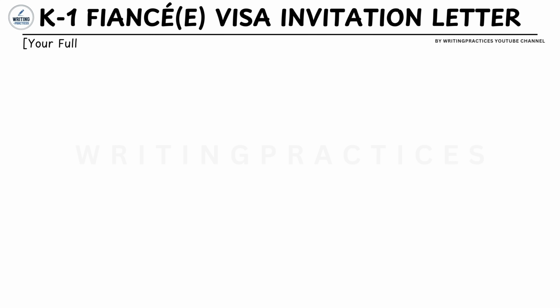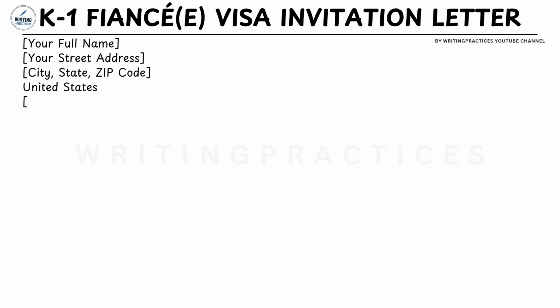Sender's information. Let's start at the top with your personal details. This section should include your full name, street address, city, state, and zip code, and then follow with your email address and phone number. These details should be current and accurate, so the embassy or consulate can contact you if necessary. Here's how it should look. Your full name, your street address, city, state, zip code, United States, email address, phone number. This part tells the visa officer who you are and shows that you are a US citizen residing in the United States. Always make sure your contact information is professional and up to date.